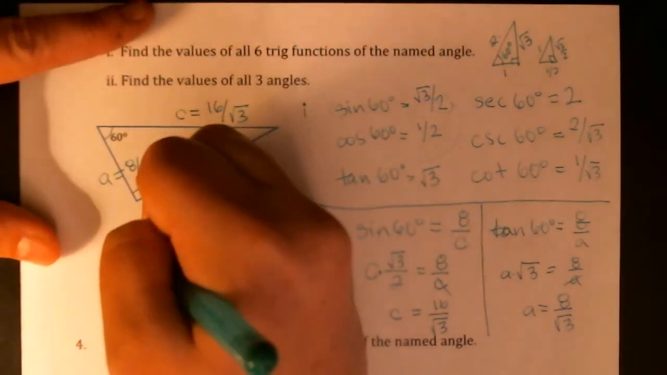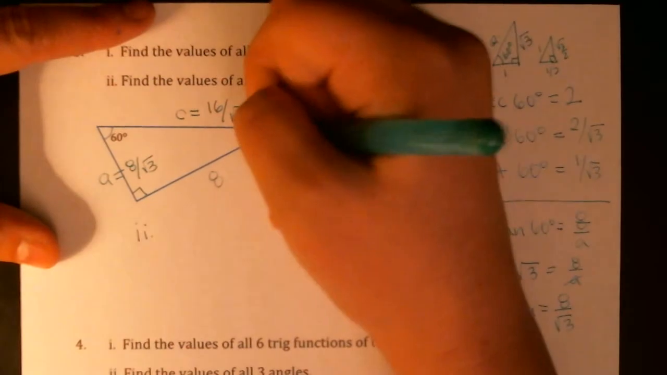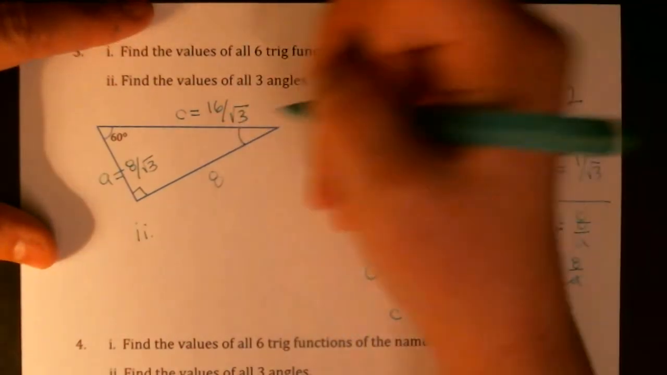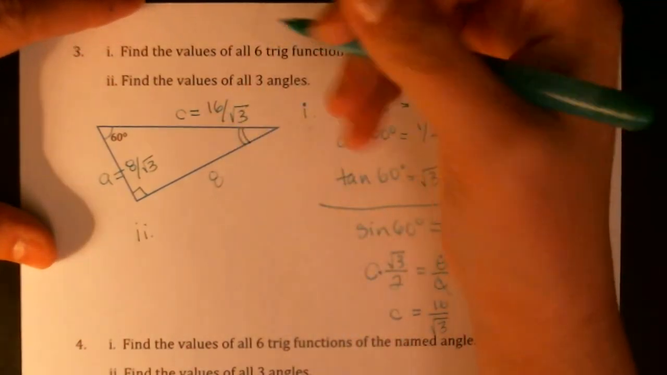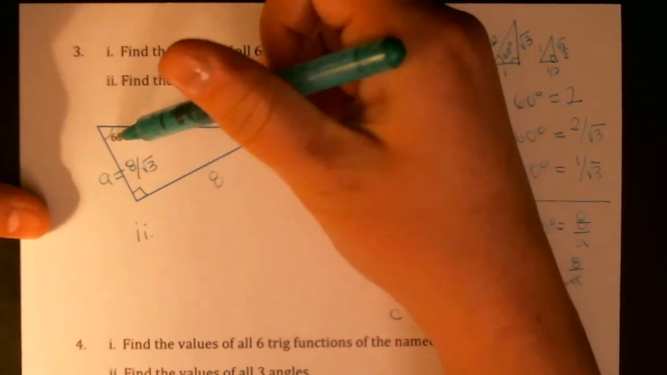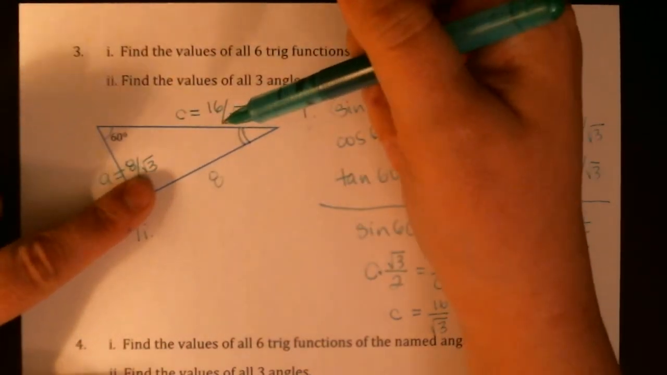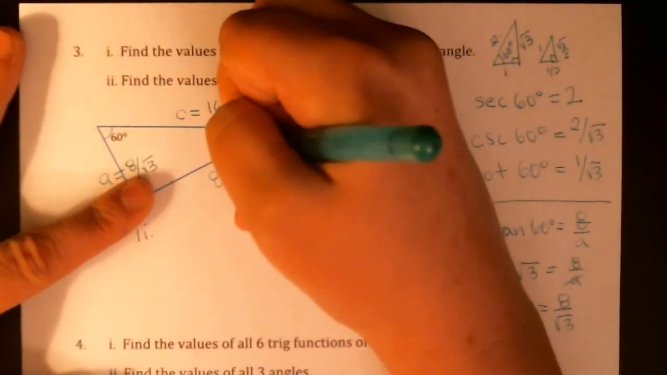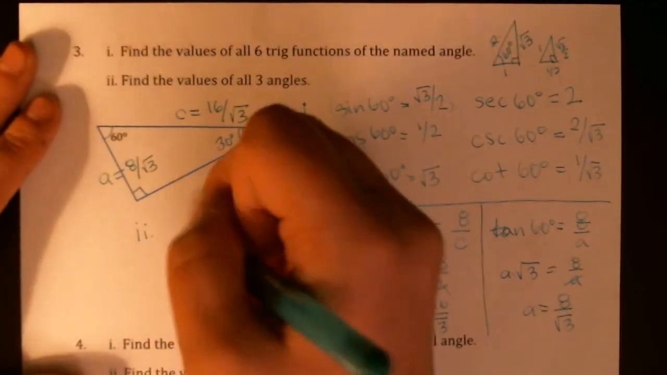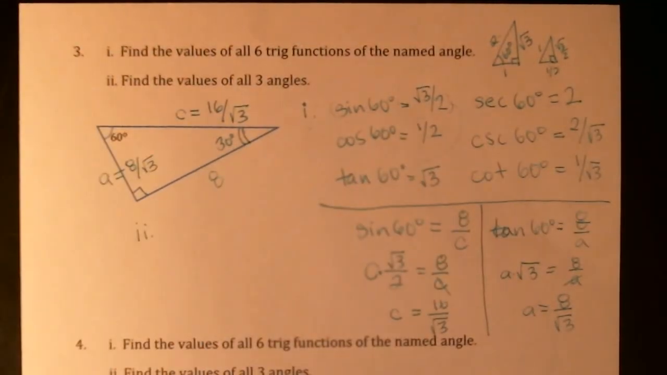And then the only other thing I have left to do in this one is the part 2, where I say, okay, what's the missing angle? And this one's actually really easy. I know that the two non-right angles have to add up to 90, and I already have 60 degrees, so that has to be 30 degrees. Missing angle is 30 degrees.